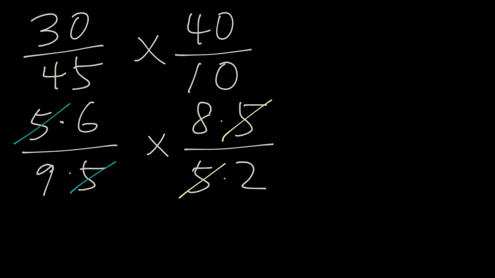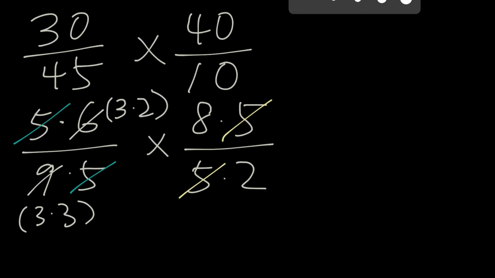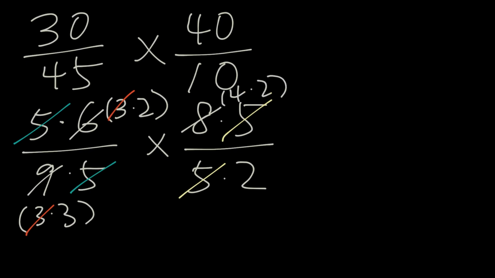here, and then the 6 could be changed again to 3 times 2. And the 9 could be 3 times 3. So then we could simplify the 3 here. And same here, 8 can be changed to 4 times 2. So we can cancel out the 2.